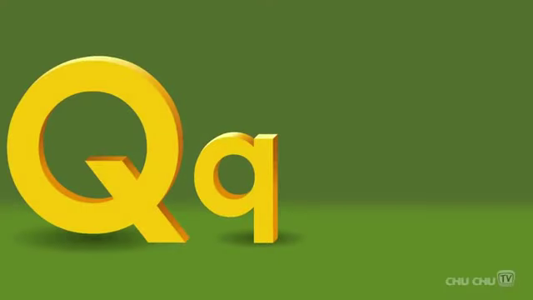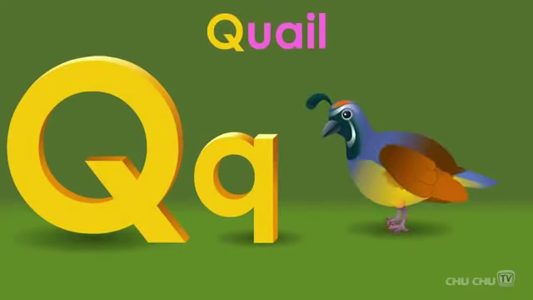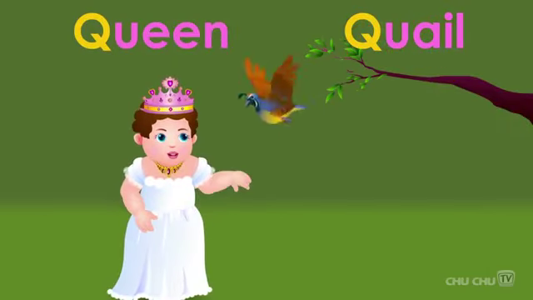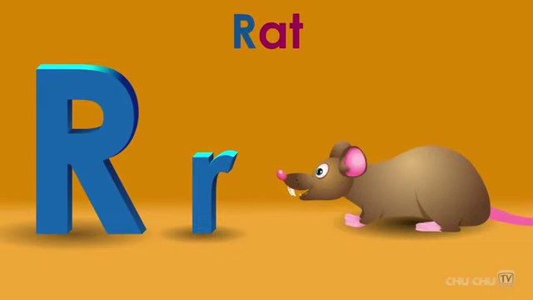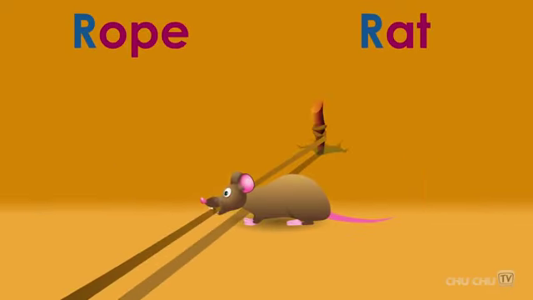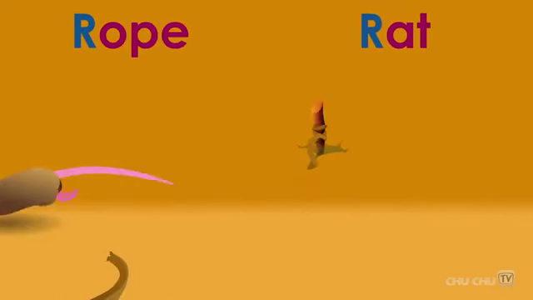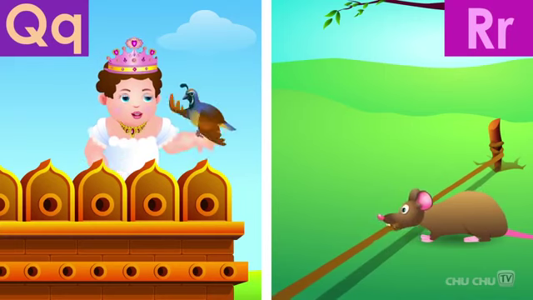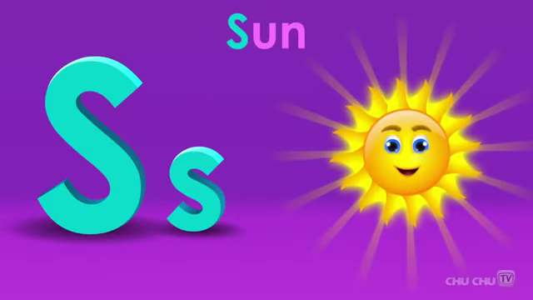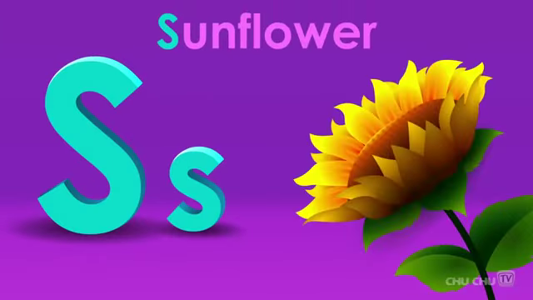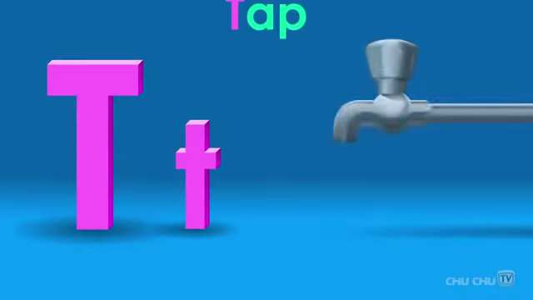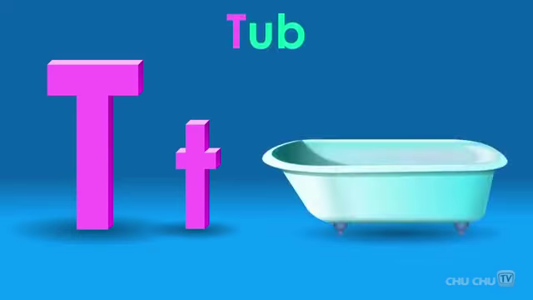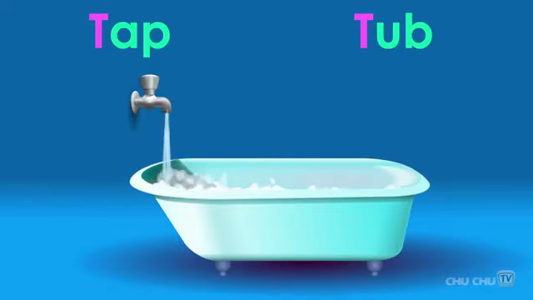Q for queen and Q for quail. R for rope, R for rat. S for sun and S for sunflower. T for tap, T for tub.